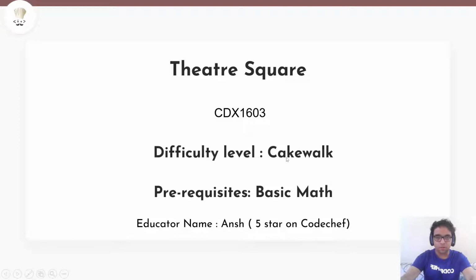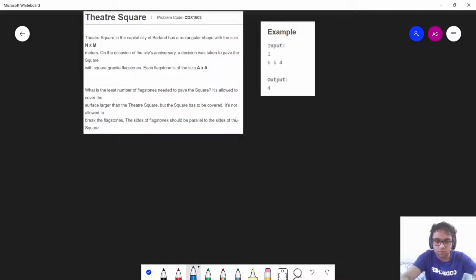Let's move on to the problem statement. Okay, so firstly let me make you understand the entire problem statement. Basically, in this problem we are given an n cross m grid. Let's take a sample test case to have a better understanding and a visual representation for it.